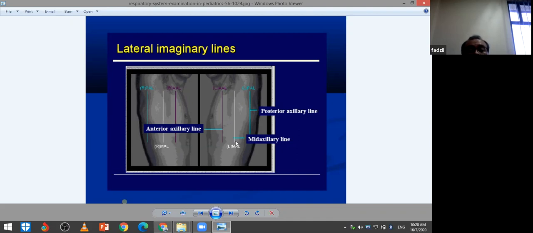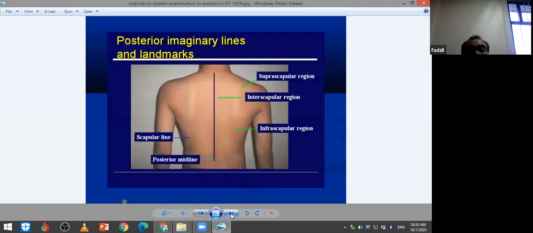Small children, no need. For all children, if they allow you to percuss, alhamdulillah. If they don't allow, they don't. And posterior, in children, we just percuss straight. In small children, we forget the scapula bone. If you have bigger children, sometimes very big, then you can do the space in between. But most of the time we just percuss down there. You forget about the bone.